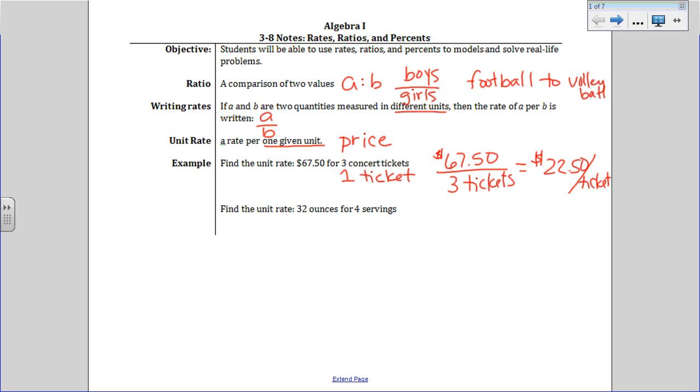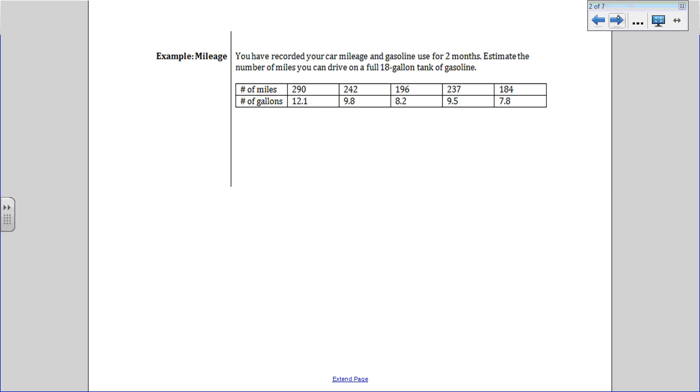Find the unit rate. You've got 32 ounces for 4 servings. So we have 32 ounces for 4 servings. Once again, it means to divide with that fraction line. So we have 8 ounces per 1 serving. All right, so that's what our unit rates are going to look like. So let's take a look at an example of how we can use that.